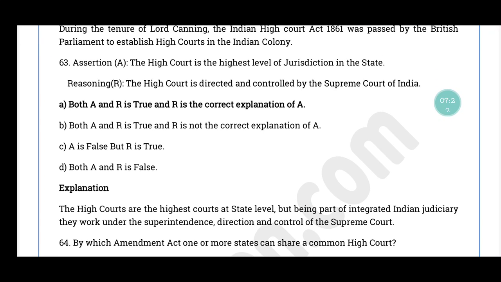Question number 63. Assertion and reasoning. Assertion: the High Court is the highest level of jurisdiction in the state. Reasoning: the High Court is directed and controlled by the Supreme Court of India. The correct answer is option A. Both the statement and the reason are true and the reason correctly explains statement A. The High Court is the highest court at the state level, but being a part of the integrated Indian judiciary system, it works under the superintendence, direction and control of the Supreme Court of India.